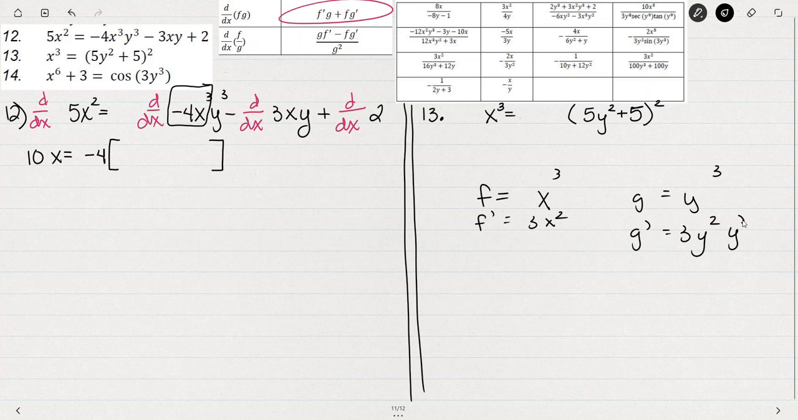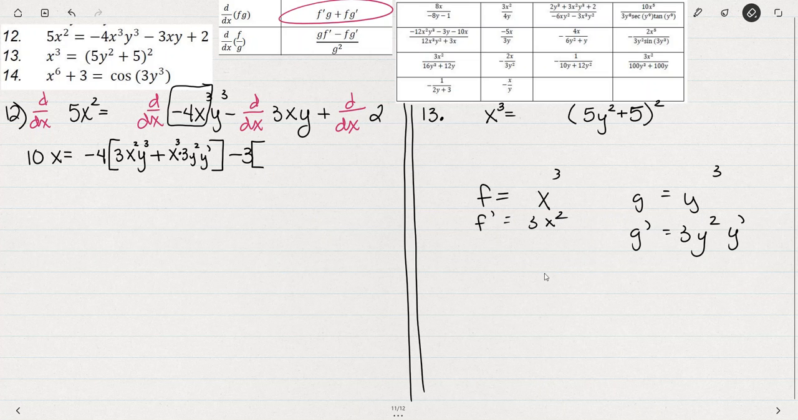So when I apply the product rule, we have -4 times the quantity of f prime, 3x squared, times g, y cubed, plus f, which is the x cubed, times g prime, which is 3y squared y prime. Let's do the same thing for this 3xy. So we'd have -3 times, the derivative of y is y prime. Oh, wait, I'm sorry, I'm doing the formula in reverse. So let me do the f prime first, right?